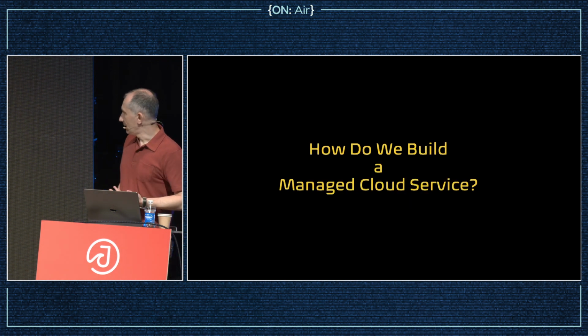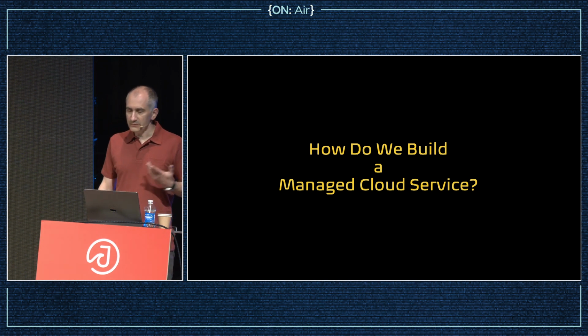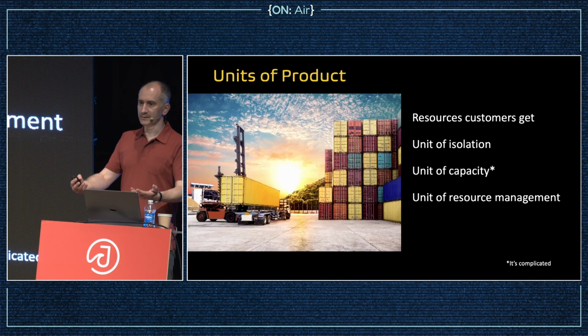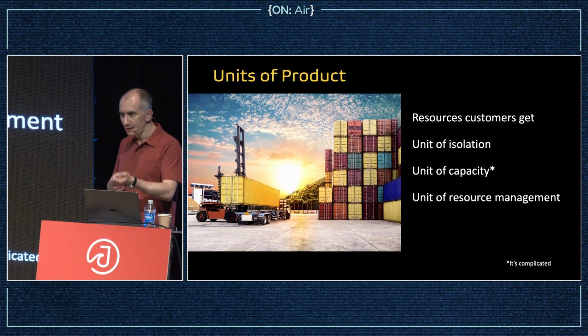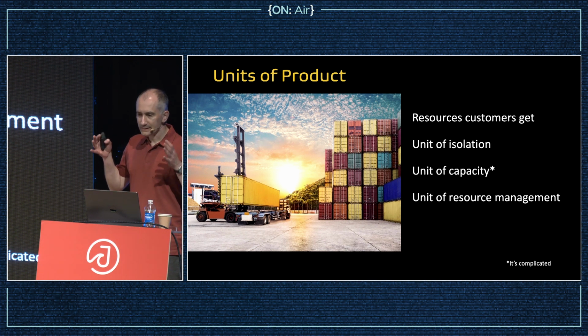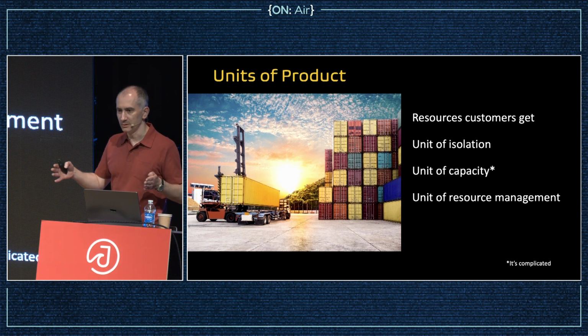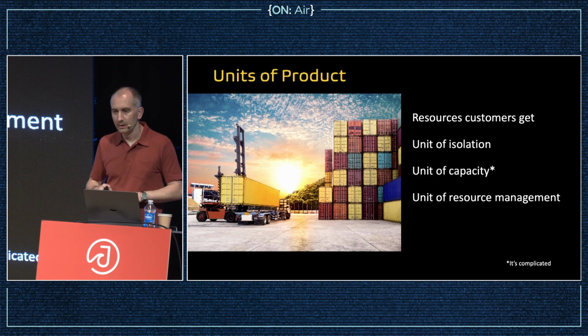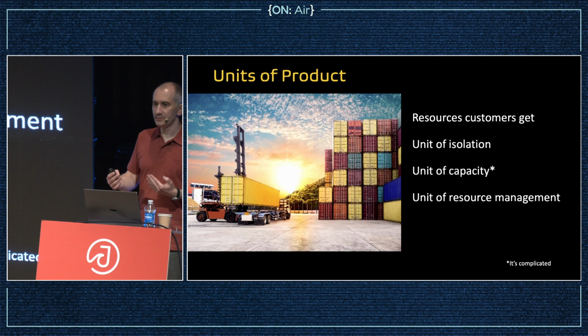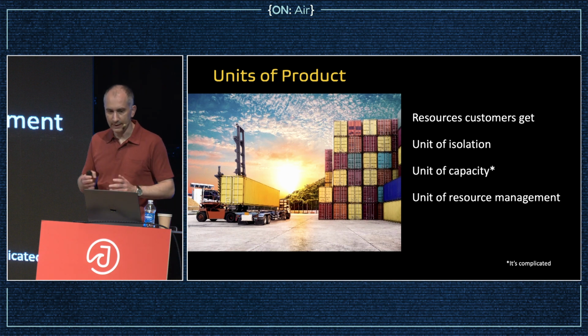So how do we build a service like this? First, we need to decide what we're going to offer to customers, the unit of our product. What are they going to provision? What are they going to pay for? It's a unit of isolation. If you have 3 use cases, you want to have separate units that don't overlap with each other at the customer. And in Temporal, the Temporal Namespace is a natural thing for that.